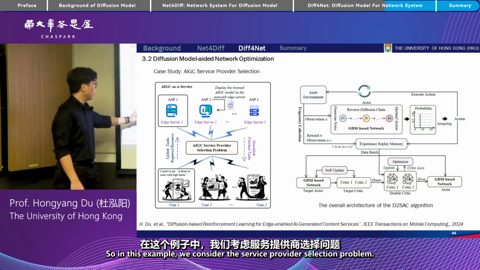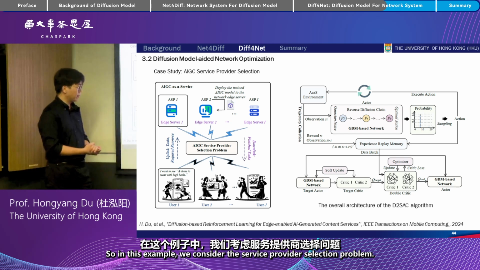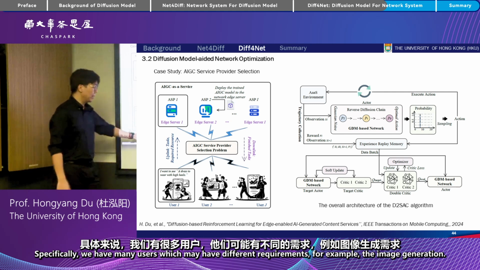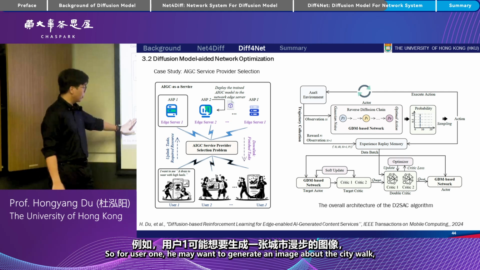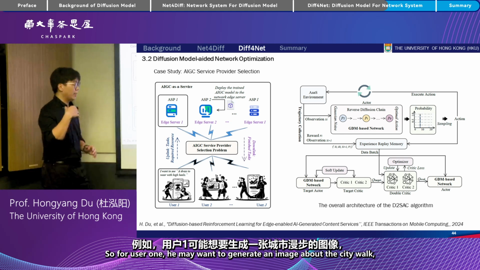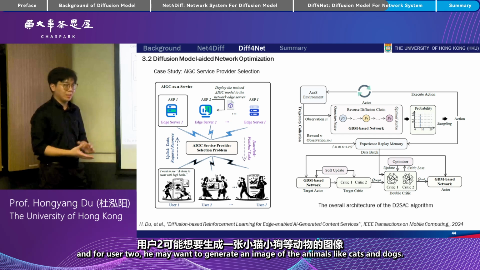So in this example, we consider the service provider selection problem. Specifically, we have many users which may have different requirements. For example, image generation. For user 1, he may want to generate an image about a city walk, and for user 2, he may want to generate an image of animals like cats and dogs.